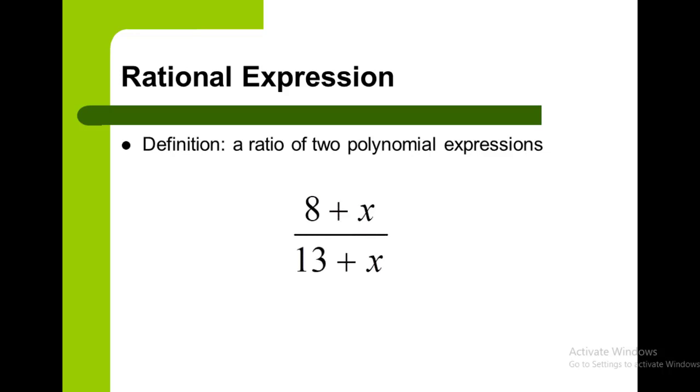8 plus x over 13 plus x is called a rational expression because we have a numerator that is a polynomial, and we have a denominator 13 plus x, a polynomial as well.